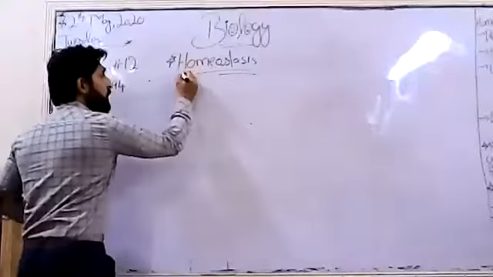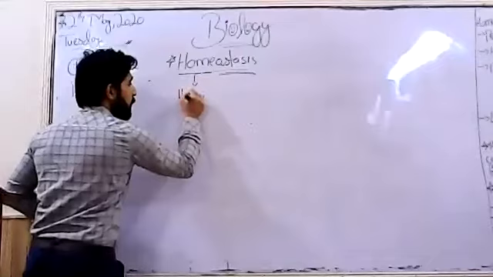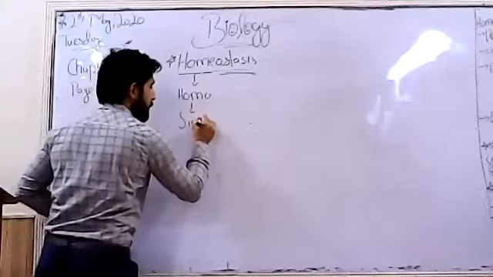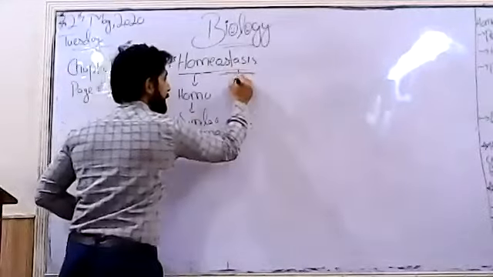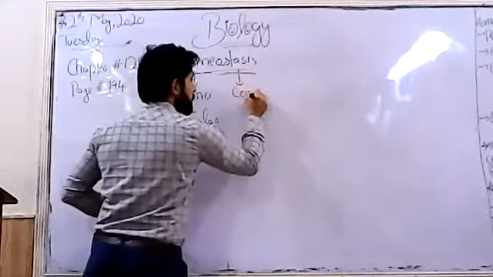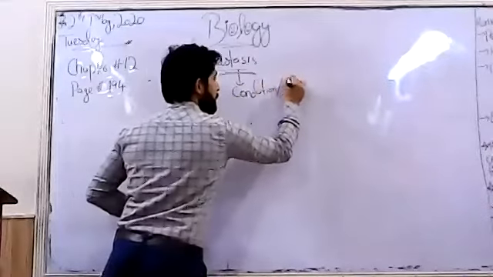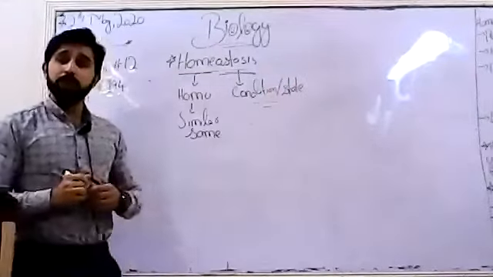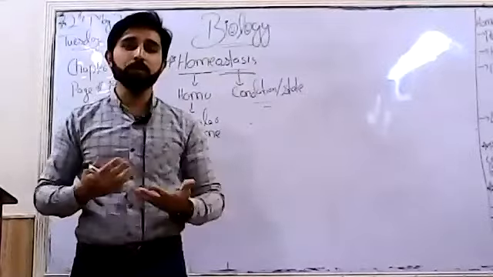You know, there are two words, homeo and status. Homeo is actually from the word homo, which means similar or same. And status is actually the condition or a state. So before coming to the definition, I will tell you how homeostasis actually works.